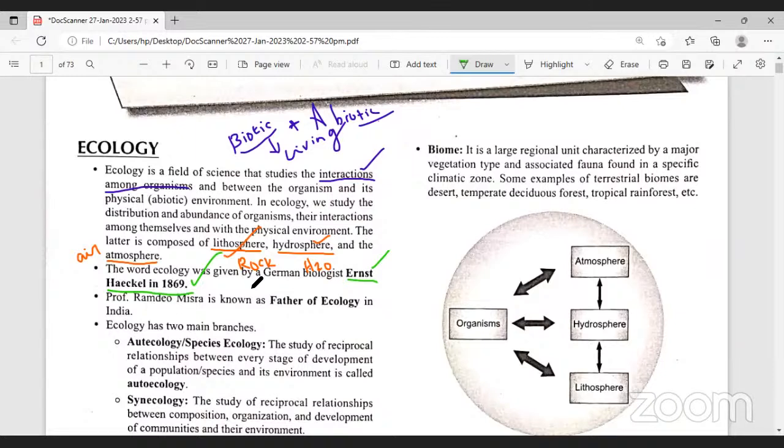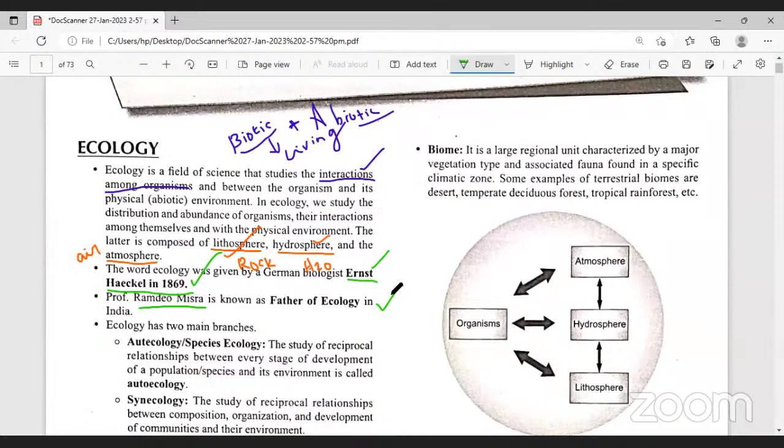And who is the father of Indian ecology? Sometimes they ask this question: Professor Ramdeo Misra. Ramdeo Misra is the father of Indian ecology. So you must note these down. These are the two important questions that have been asked many times, particularly the one about the word ecology. Ecology is also the interrelationship between the biotic factor and the abiotic factor. What is a biotic factor? A biotic factor is nothing but the living organisms. An abiotic factor is nothing but the non-living components, such as light, temperature, pH, and so on.